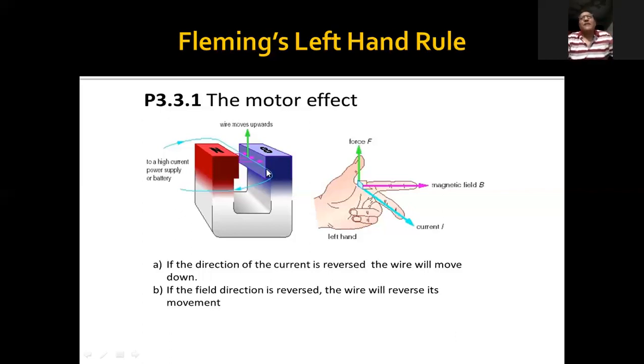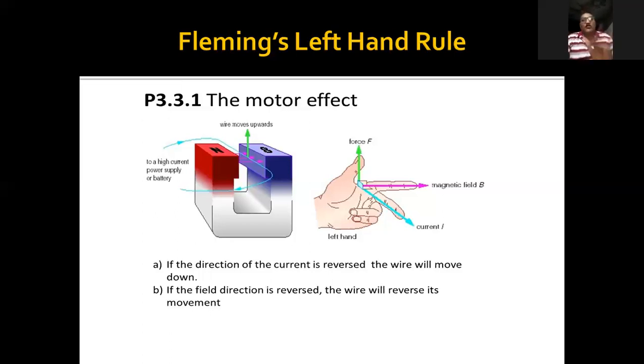For example, if you reverse the direction of the current, what will happen? If you reverse the direction, the current will flow in this direction. Now it will move away from me. So what will happen? The direction of the force will also reverse. If the force in the previous case was in the upward direction, now the force experienced will be in the downward direction. You see, I can apply the left hand rule and show you that this will happen.